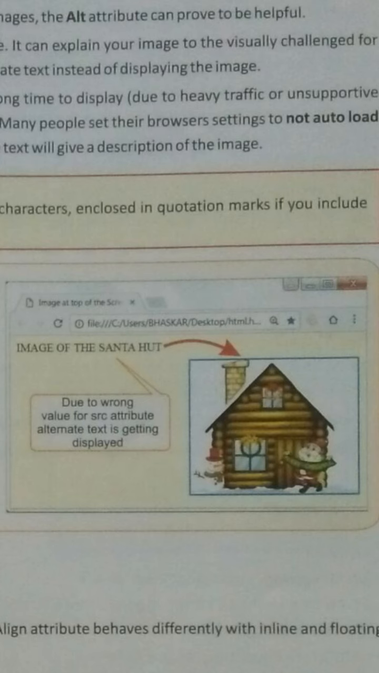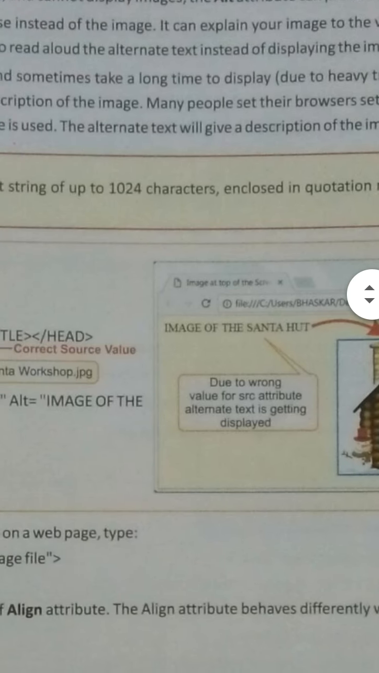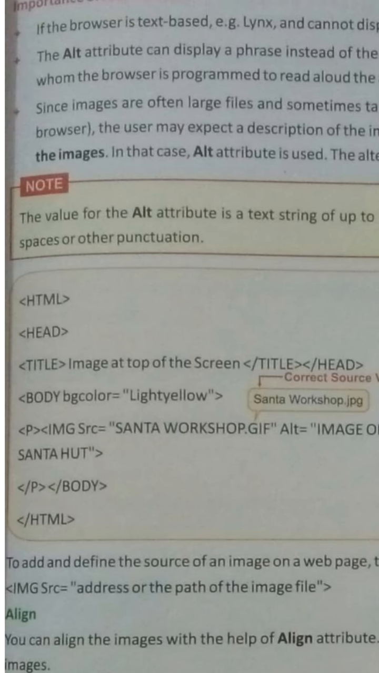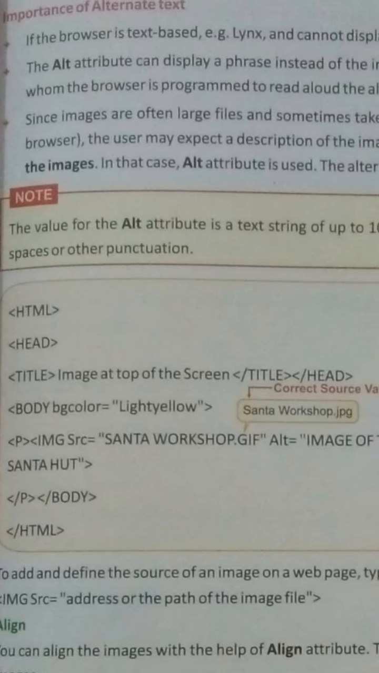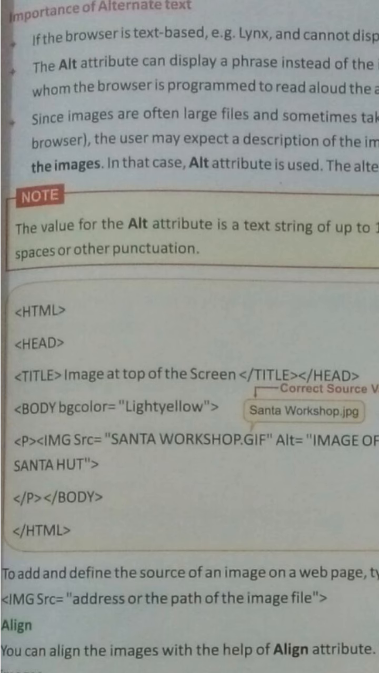Now I am showing you the code of this web page. After body, you have to check. In the body, the bgcolor is given light yellow, and after that the img tag is given. Img, its full form is image, and it has one attribute, src, meaning source.